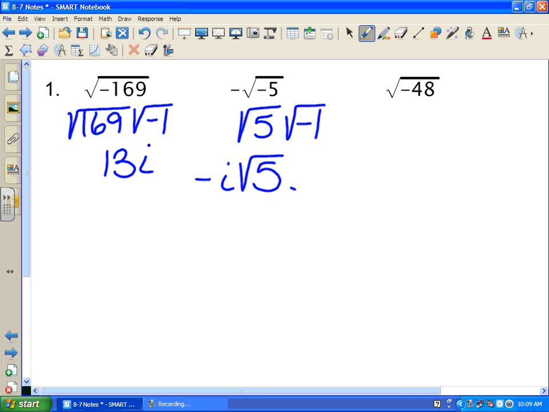I like those. Why is the i on the outside of the radical? Will it always be on the outside of the radical? Yes. That's what we're doing, is taking this negative out and replacing it with an i. But it goes on the outside.